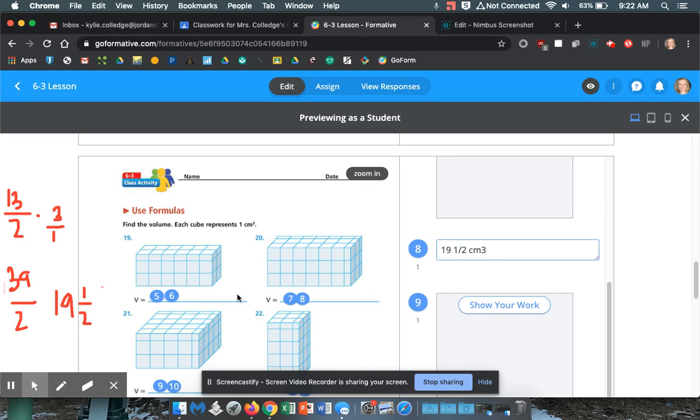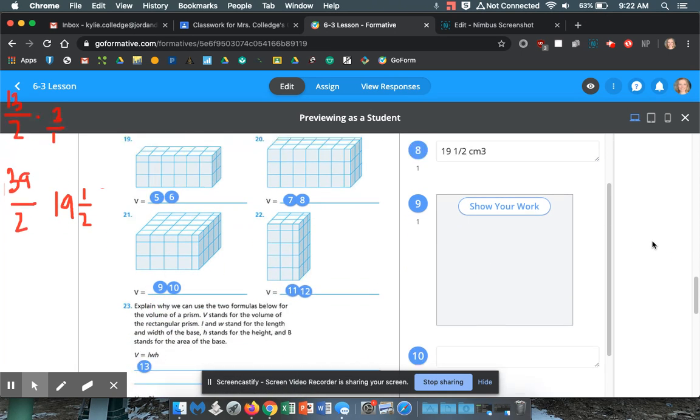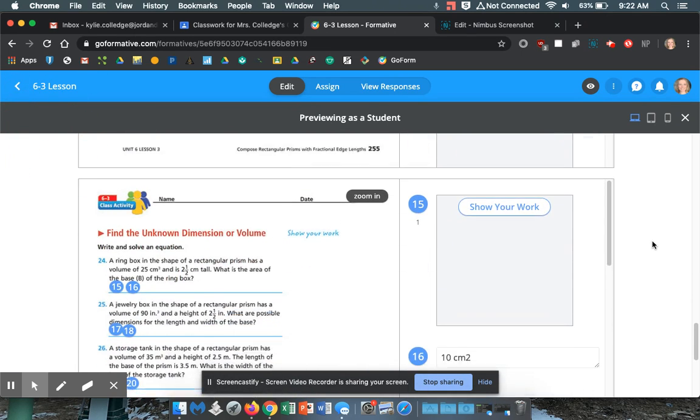So that is how you do those ones. You just count them up and then multiply. Use the backwards C method for the mixed numbers. And then if there's a whole number, you put it over 1 so you can multiply across the top and the bottom. So now we are going to move on to the story problems.